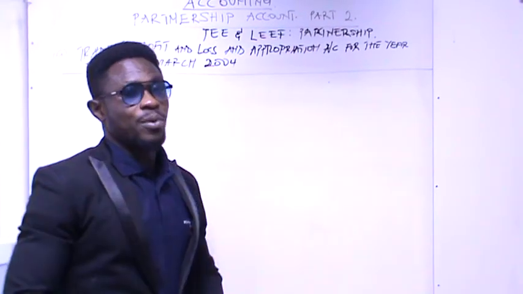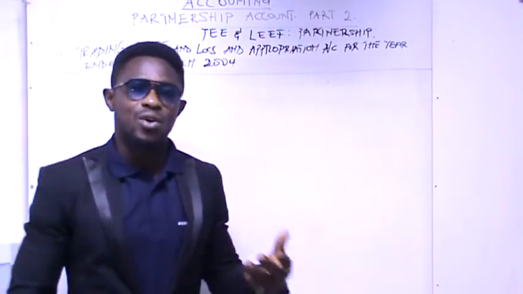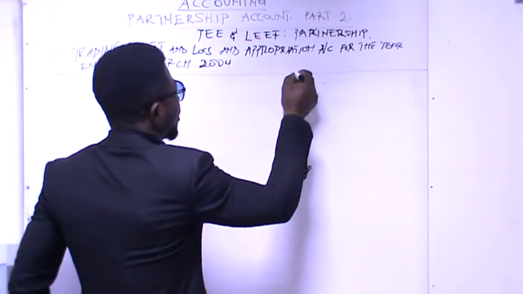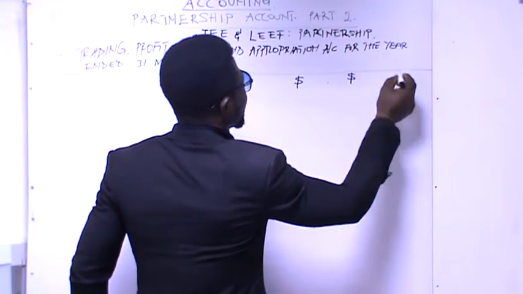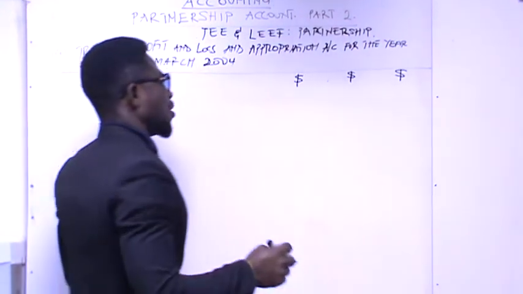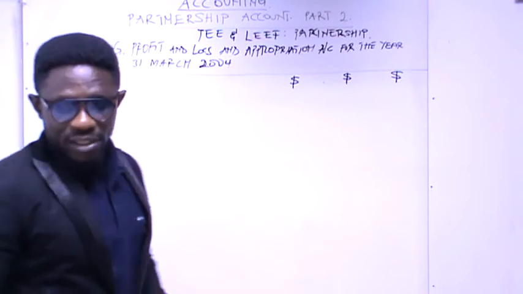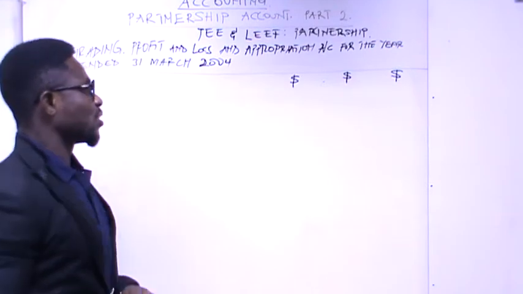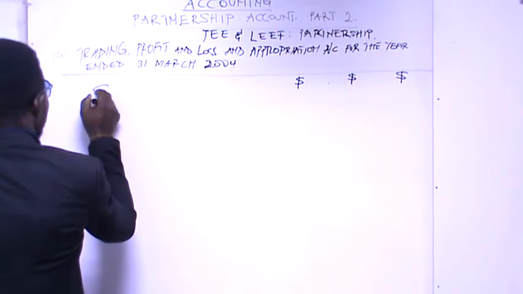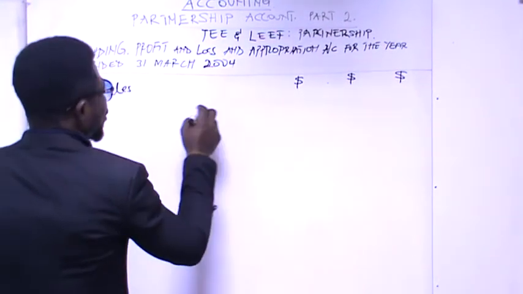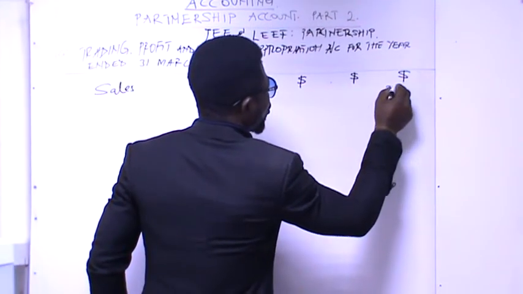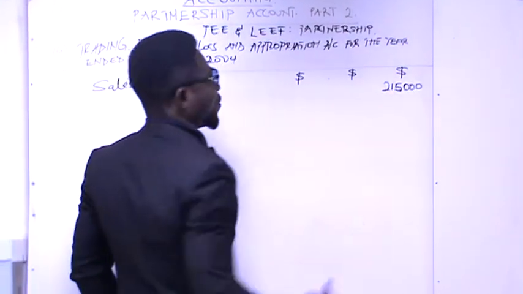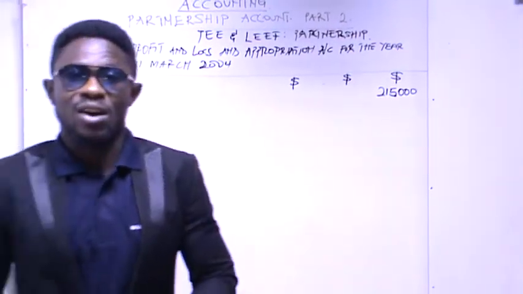And as we know, for the preparation of the trading or the income statement, we start with our sales. Mind you, we are dealing in dollars, so we put our currency sign. Then we start with our sales. When we go to the question, we have our sales to be 215,000. Then we are going to less our cost of sales.